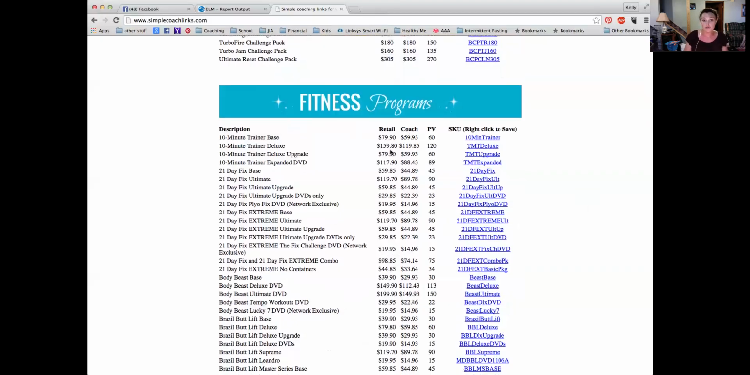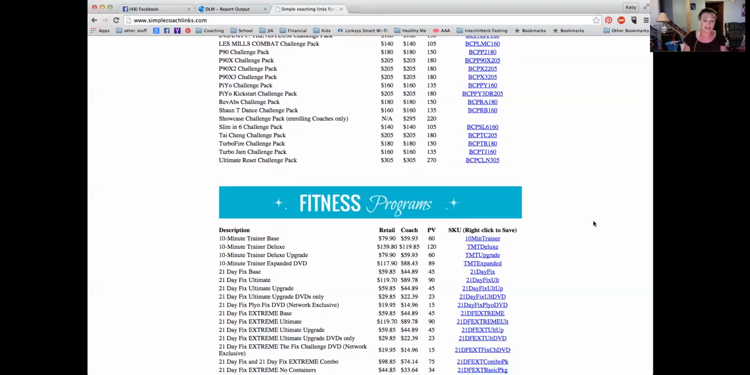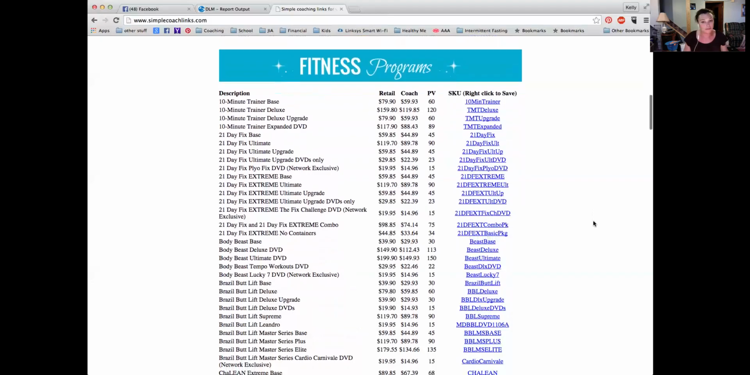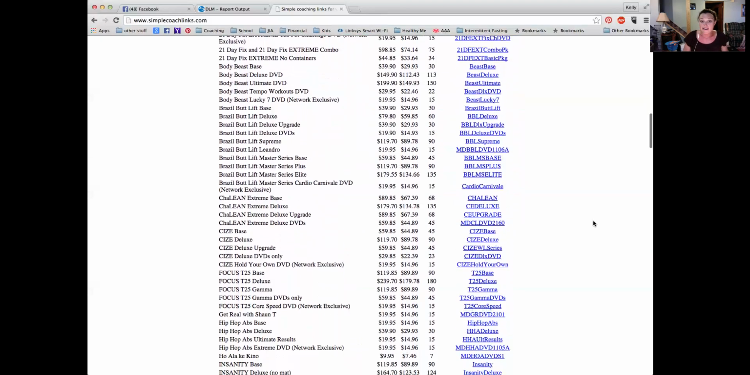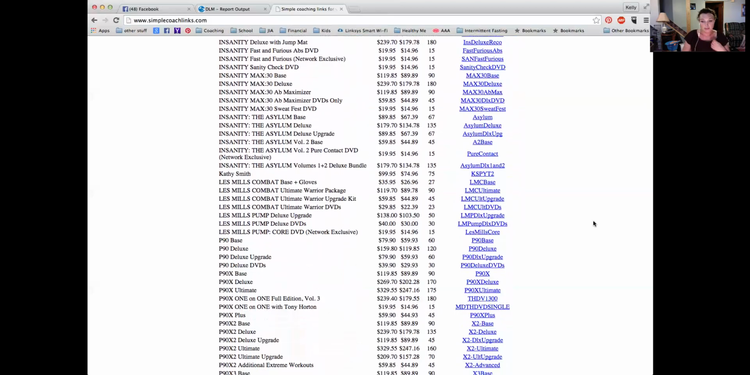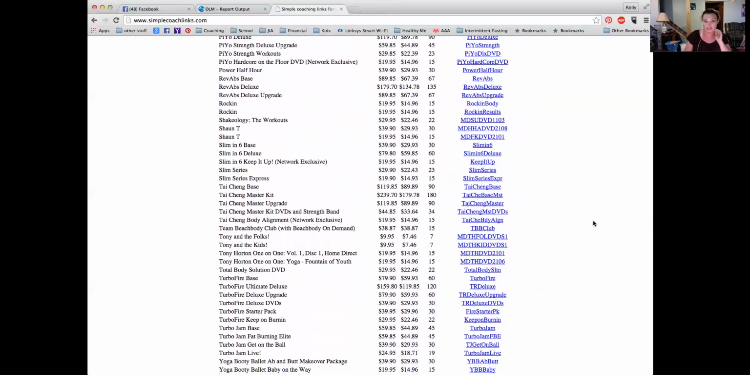It tells you the retail price, the coach price, and then the PV that you get for that. So if you're maybe set to go inactive, you need 50 PV as a coach and as an Emerald to stay active. You can go in here and look for something that's 50 PV or more, and that will keep you as an active status coach. You can also see what the coach price is. It doesn't tell you the commission, but usually the commission is the difference between the retail price and the coach price.